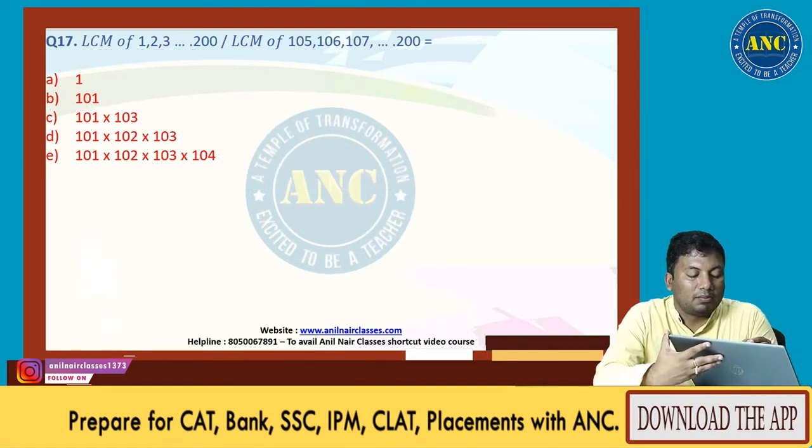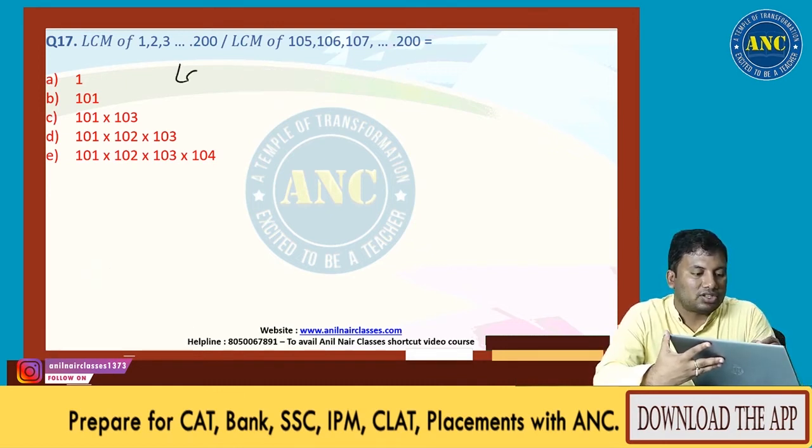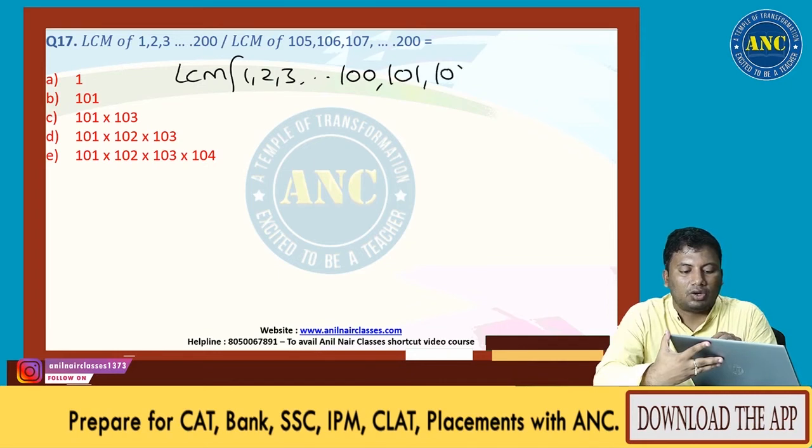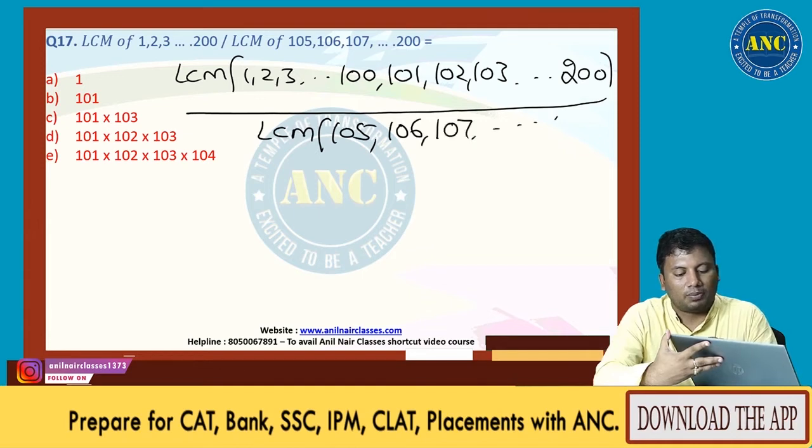Please take the LCM of 1, 2, 3 till 200 divided by, I will write it like this so that it will be very easy for you to understand. LCM of 1, 2, 3 till 100, 101, 102, 103 and so on up to 200, divided by LCM of 105, 106, 107 and so on up to 200.